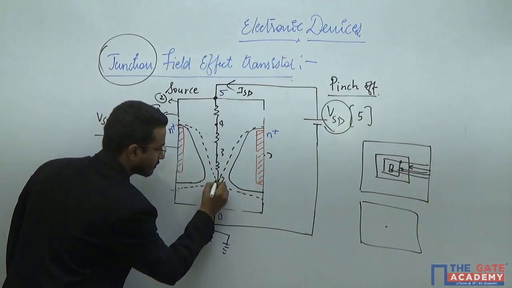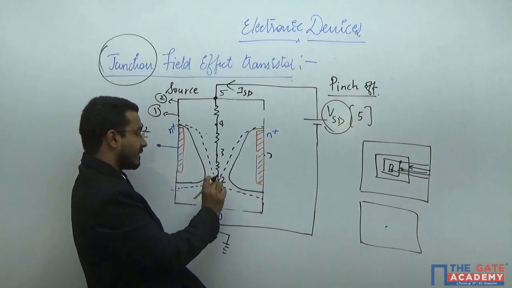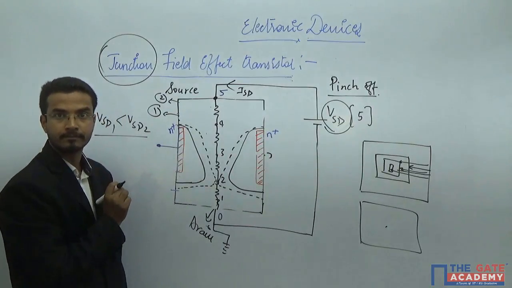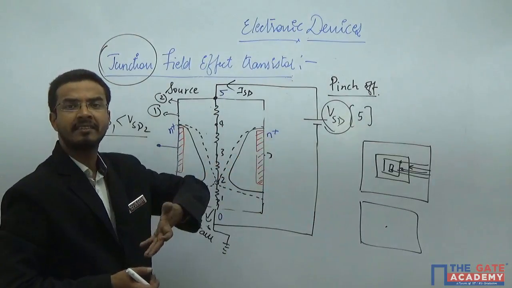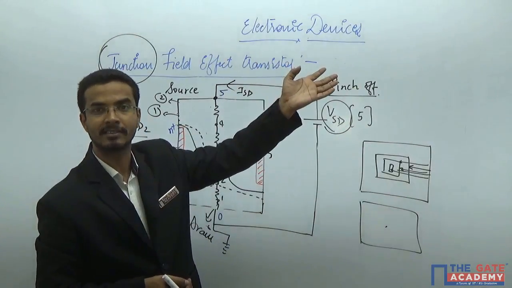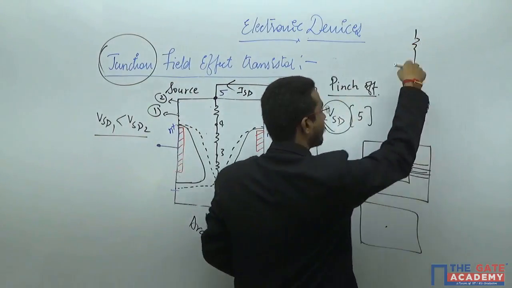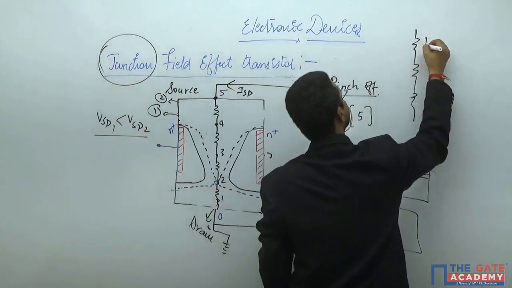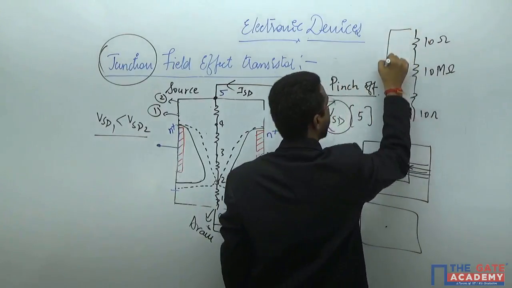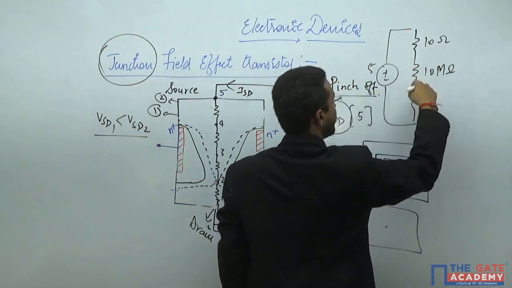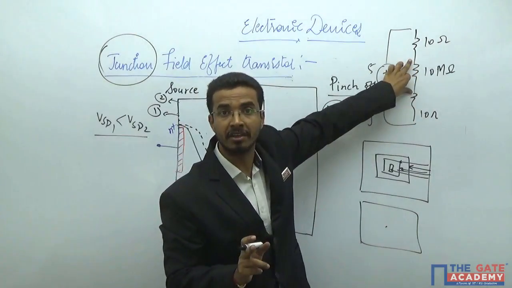This is the portion where you get the touching of these two depletion regions, at least at this point. But what will happen here? You know that the depletion region has very high impedance. In such a scenario, you have three resistances. Here the value is 10 ohm, here the value is 10 mega ohm, and here you have 10 ohm, with a supply of 5 volts. You will have the most voltage drop across the highest resistive area.